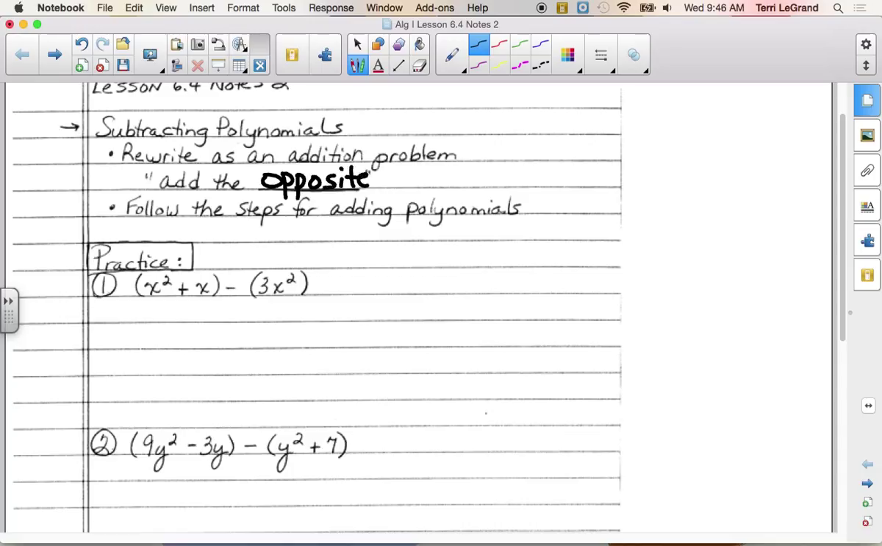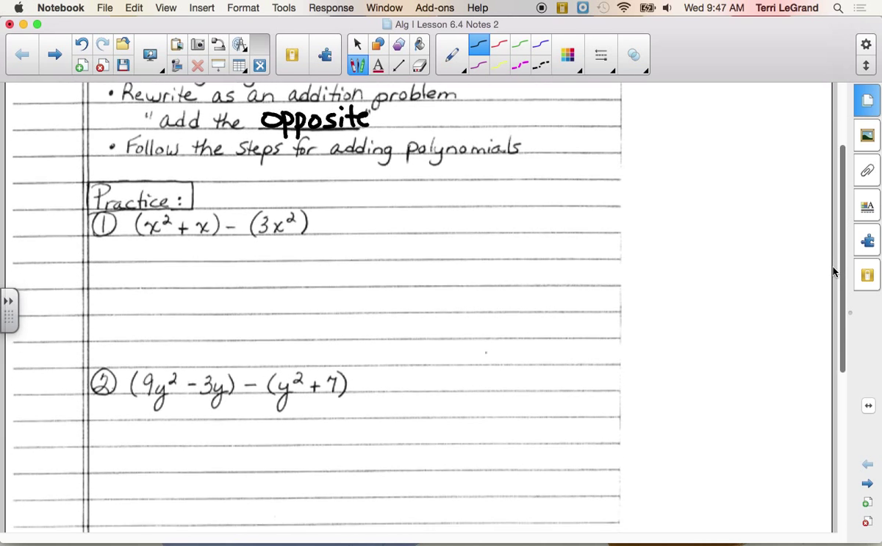Now, when we talk about changing a subtraction problem to add the opposite when there's a polynomial, we're talking about the polynomial that is being subtracted, that whole polynomial has to change to its opposite. Not just the first term of it. If it's not just a monomial, if it's a binomial, trinomial, 4 terms or more, we're going to have to change all of the terms, all of the monomial parts of that polynomial to their opposite. And then we'll just follow our steps for adding.